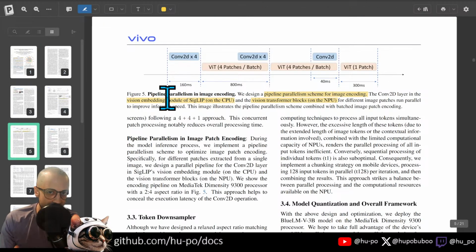But in this paper, which is all about trying to do inference as efficiently as possible on a very small compute package, right? A mobile cell phone, you have to do some tricky stuff. And some of this tricky stuff that you do here is pipeline parallelism, where the vision embedding module, right, or the vision encoder, is on the CPU, and the vision transformer is on the NPU.